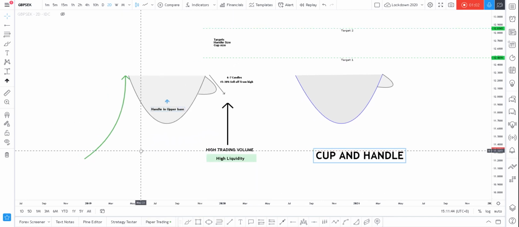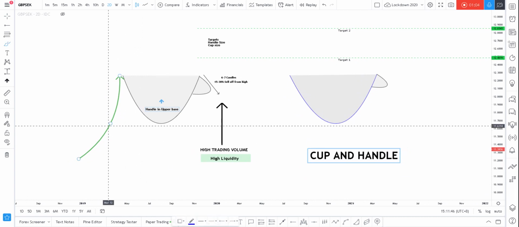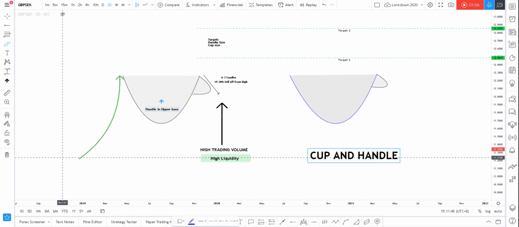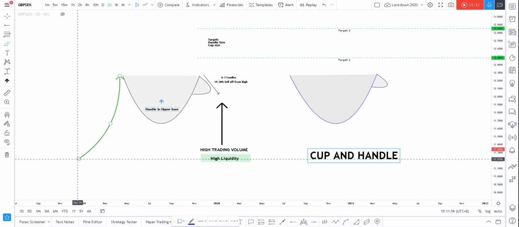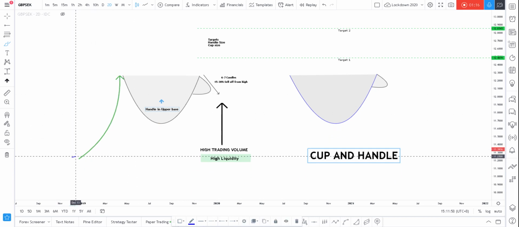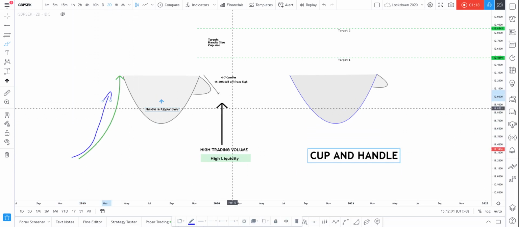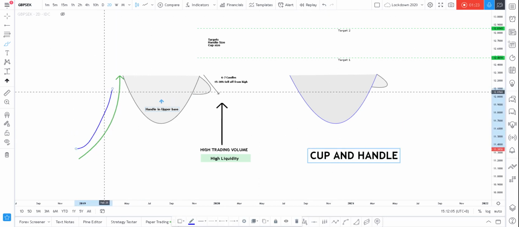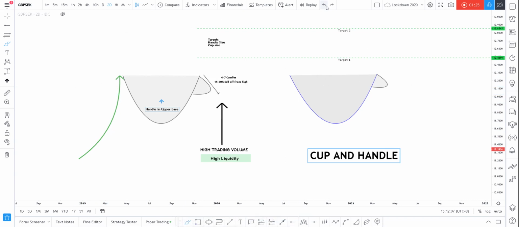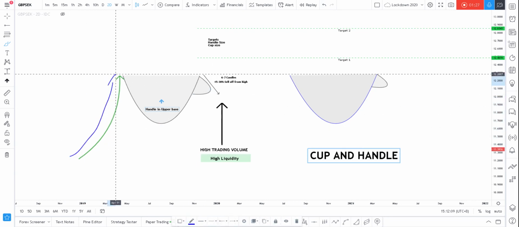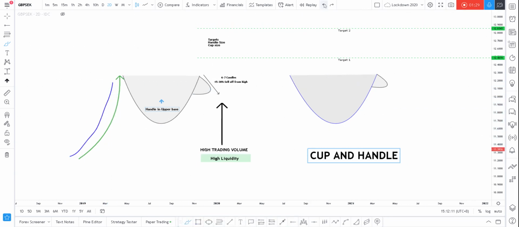So, with a cup and handle, it is quite important, guys, because a cup and handle is a bullish momentum pattern. We need to understand that before a cup and handle is formed, we need to have some sort of very big or very nice bullish momentum before this cup and handle is formed. So we need to have a good push to the upside before the cup and handle is formed.